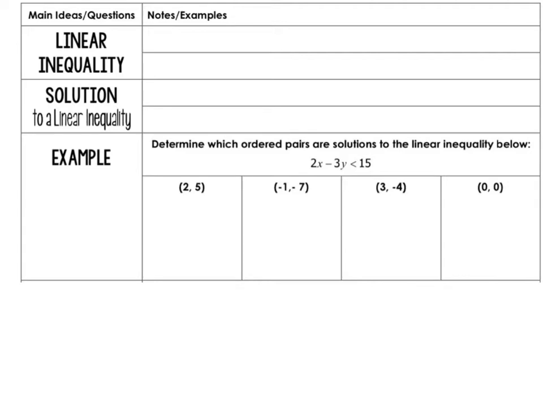So we can do it again. Let's try this next one. Plug in negative 1 for x and negative 7 for y. So 2 times negative 1 minus 3 times negative 7 needs to be less than 15. We get negative 2, and then plus 21 because negative 3 times negative 7 is positive 21. And then we get 19 is less than 15, right? No. That's not true, so it's not a solution.